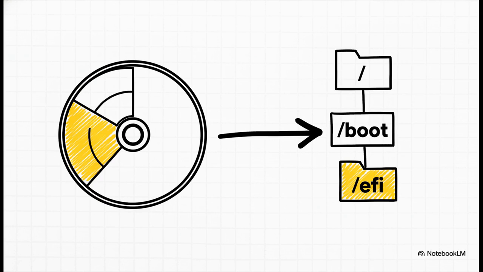The number one thing you need to remember about UEFI for the exam is that it requires its own special little partition. It's called the EFI System Partition, or ESP for short. This is where all the bootloaders and other critical files needed to start the OS live, and in the Linux world, you'll almost always find it mounted at /boot/efi.